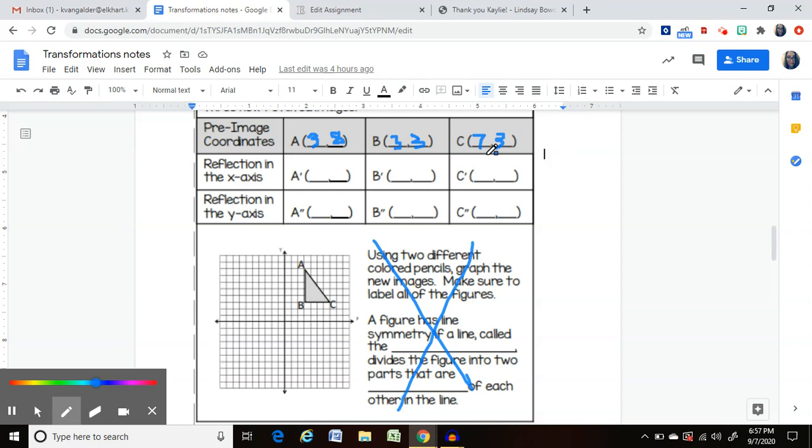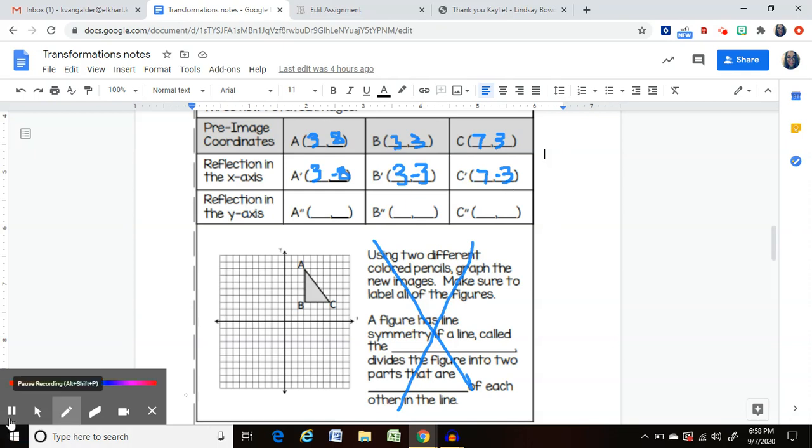So these are the coordinates for our pre-image. And like I said, when you flip over the x-axis, the y is what's going to be opposite. So x stays the same because we're flipping over the x-axis, so my x stays the same. And then I make my y opposite. So the opposite of positive is negative.